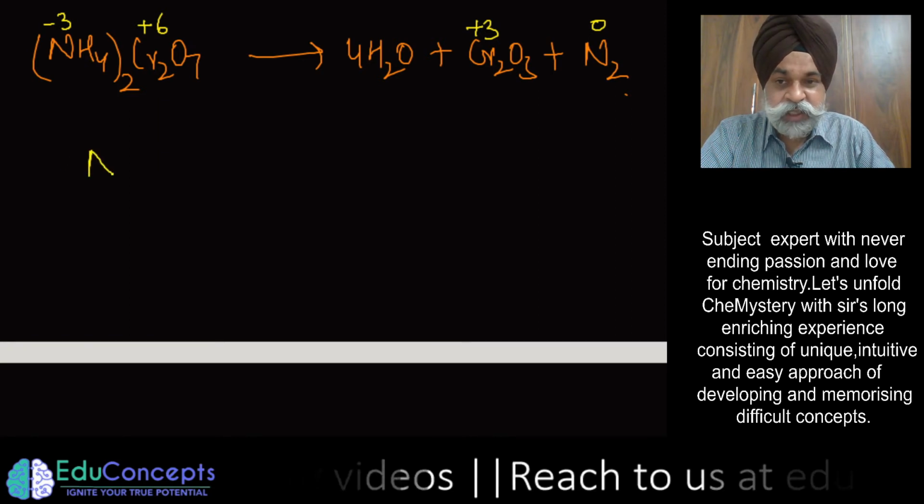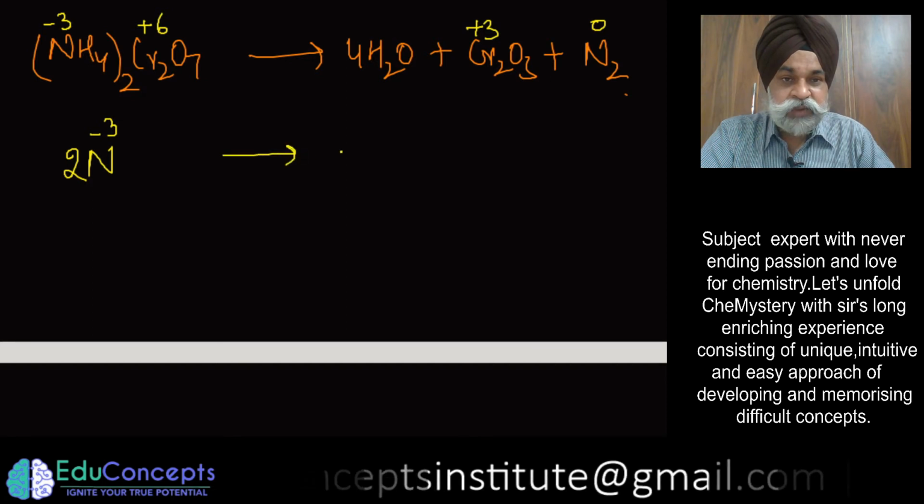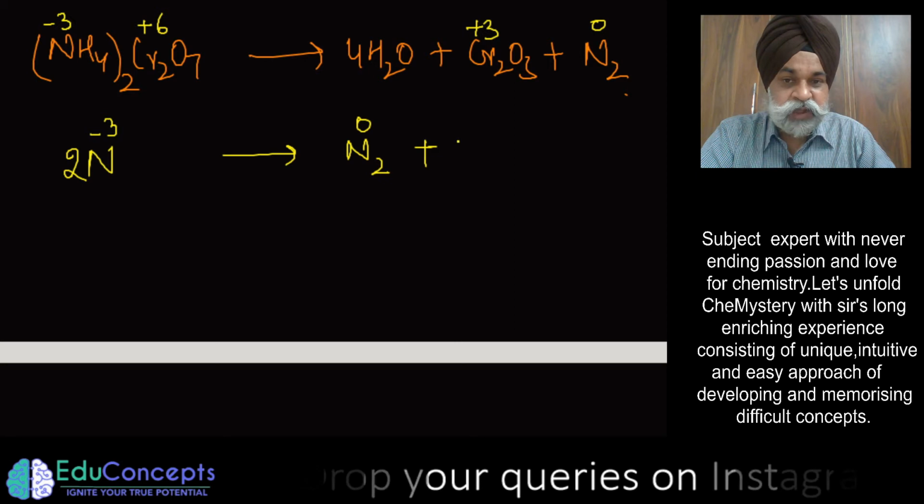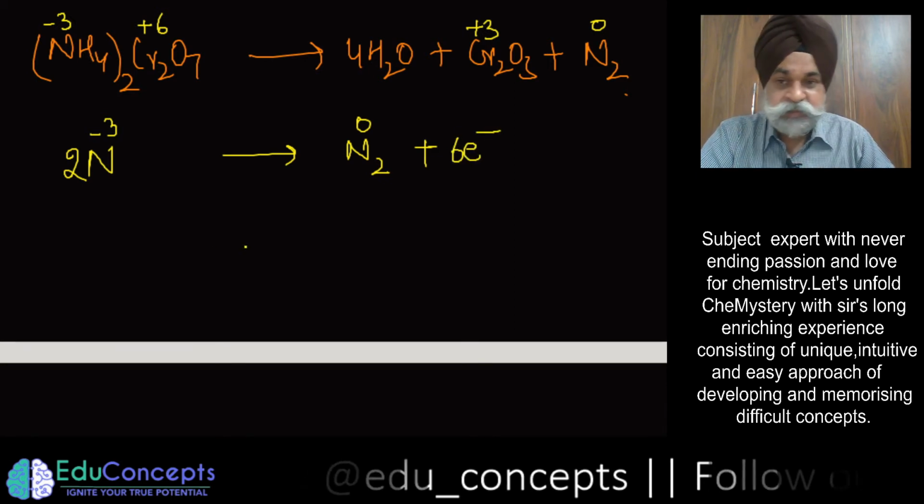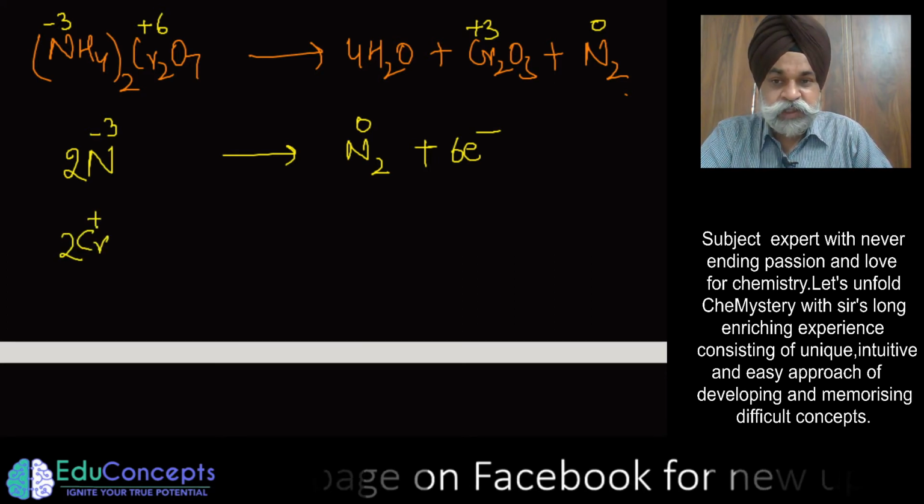If I write it like this, there are 2 nitrogen atoms of -3 and they go to 0 oxidation state. That means they must have lost 6 electrons, isn't it? And similarly, you could see there are 2 chromium atoms of +6 oxidation state.